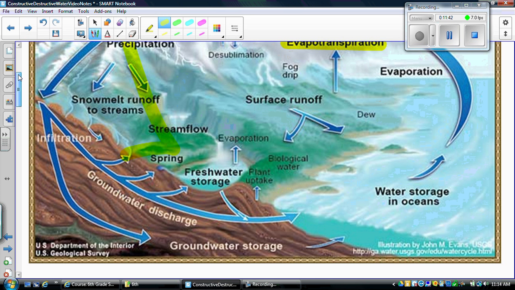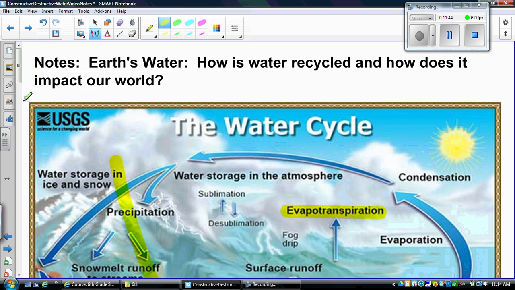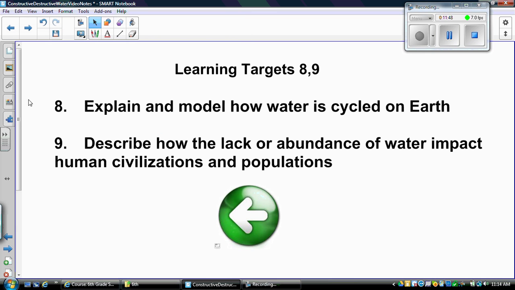Okay, so hopefully after listening to this section of notes, you've got a better idea of what the water cycle is and what's going to happen if we start polluting our water. And you're going to do a lot of activities on what's going to happen if we start running out of water. How's that going to impact human civilization and populations?